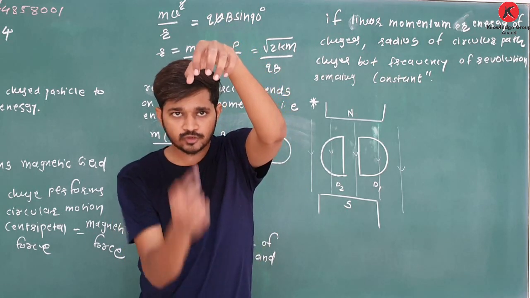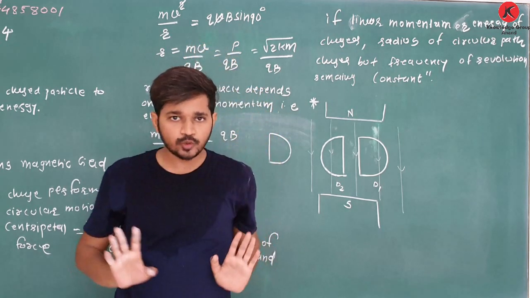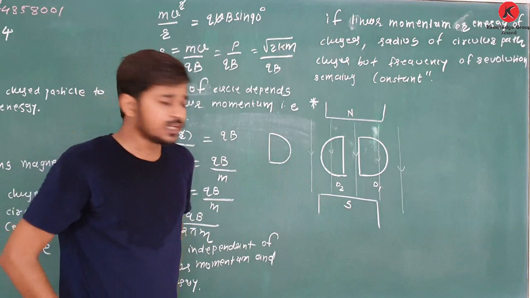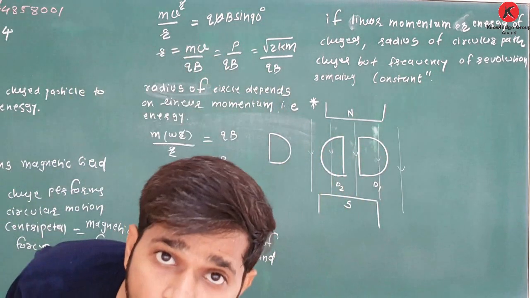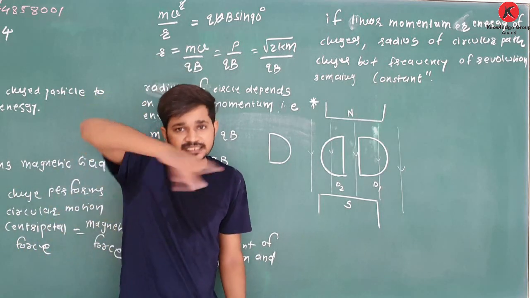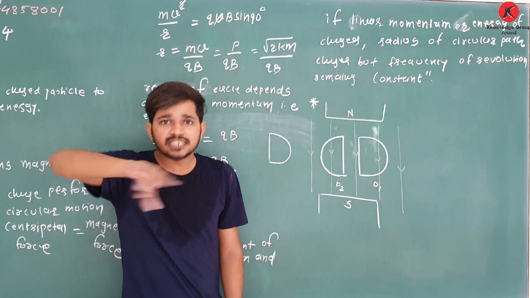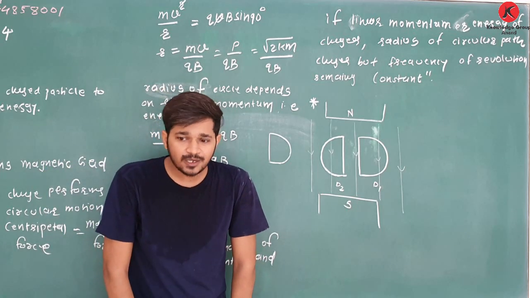Yes or no? So the magnetic field is in the vertical direction, and these D's are perpendicular to it. Clear about this? And yes, they are hollow, so a charge can easily move inside them. Clear about this?